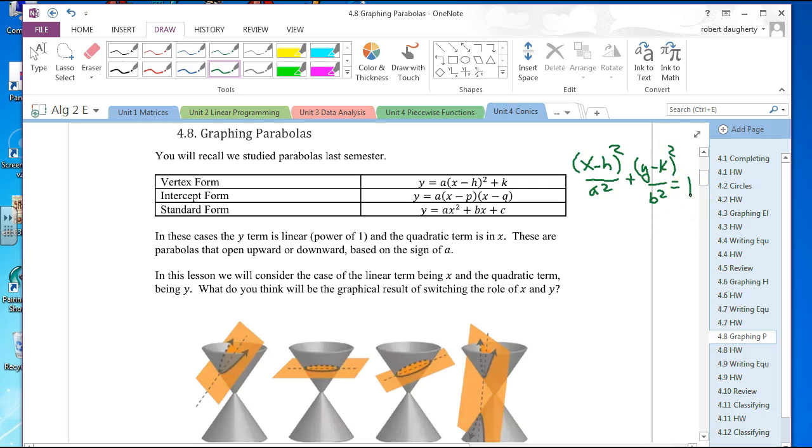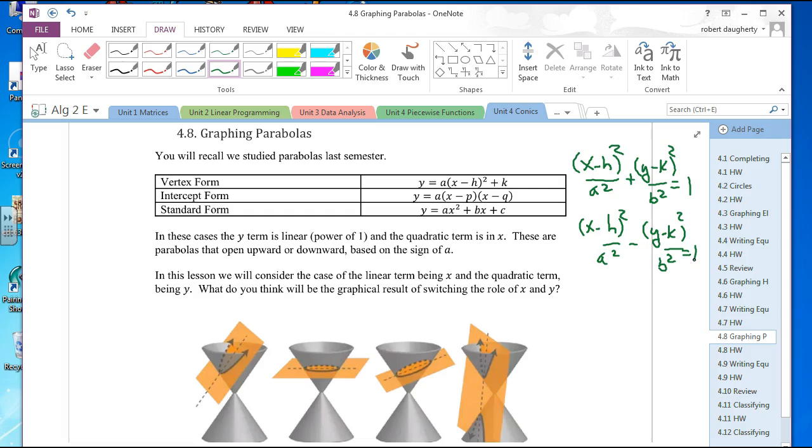that's the equation of a what? That's an ellipse. And then that's the equation of a what? Hyperbola. The only thing different was the minus sign.